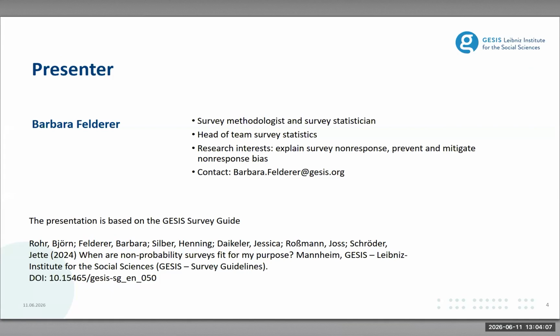I'm Barbara. I'm a survey methodologist and survey statistician at GESIS. I'm the head of the team Survey Statistics, and my research interests are mostly concerned with survey non-response: to explain survey non-response, to develop strategies to prevent non-response, and after the survey process to mitigate non-response bias by weighting strategies, for example.